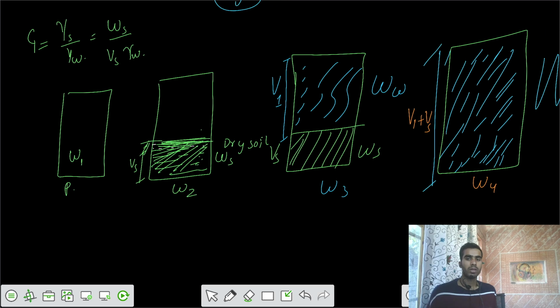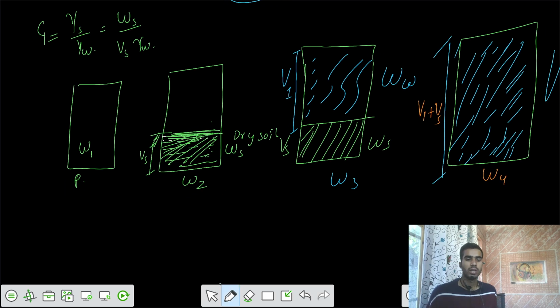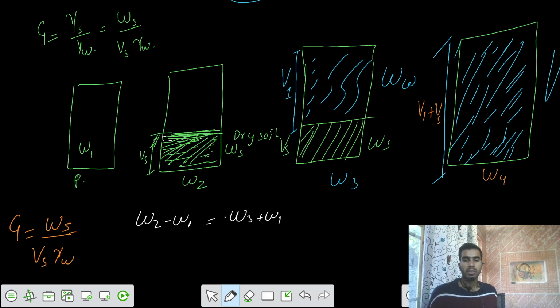Now, what I call G can be solved as weight of solids by volume of solids times gamma W. So your weight of solids is actually how much? Can you tell me what is the weight of solids from W2 minus W1? What is W2 minus W1? That's actually the difference of weight of solids plus weight of picnometer minus weight of picnometer. So finally that is weight of solids. So we got the value of Ws.